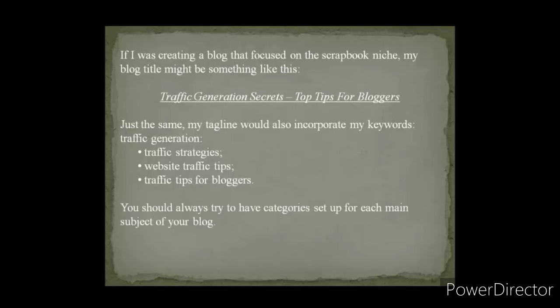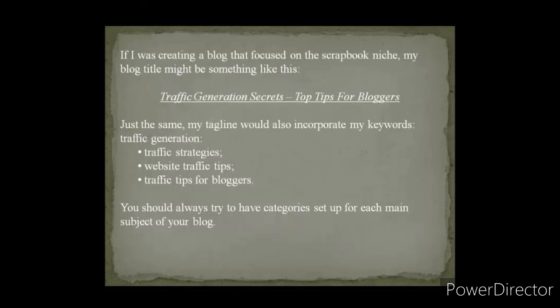You should always try to have categories set up for each main subject of your blog. For example, if you are running an internet marketing blog, you could have categories and subcategories featuring article marketing, search engine optimization, traffic generation, info product creation, and blogging.